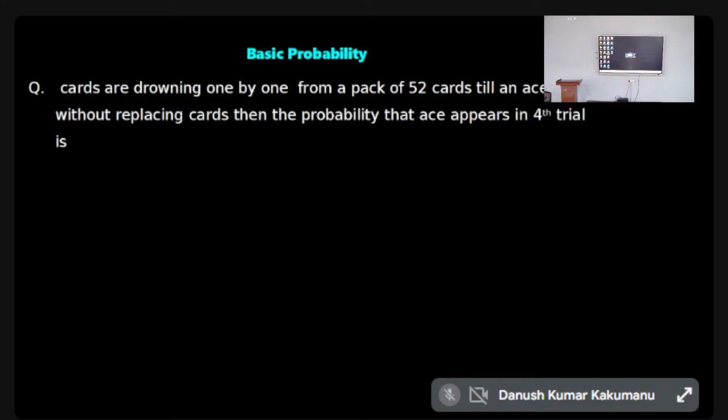Suppose you see this problem. Cards are drawn one by one until an ace card appears.